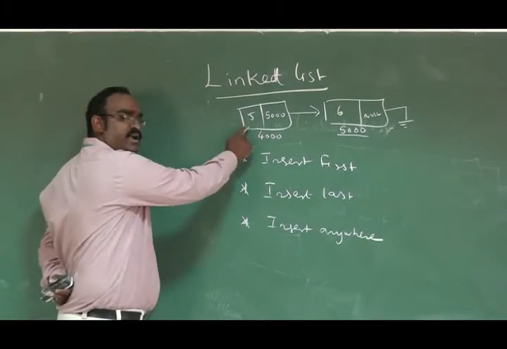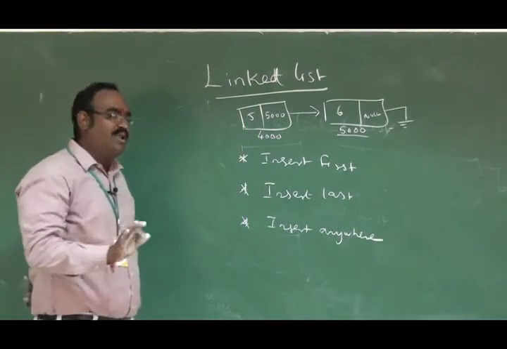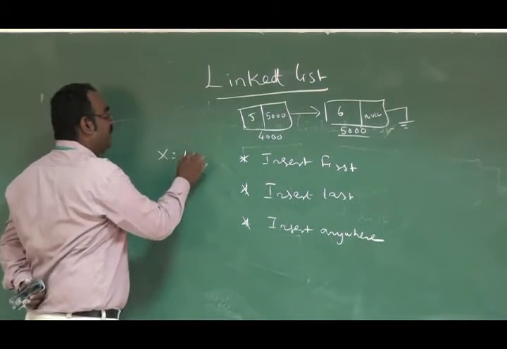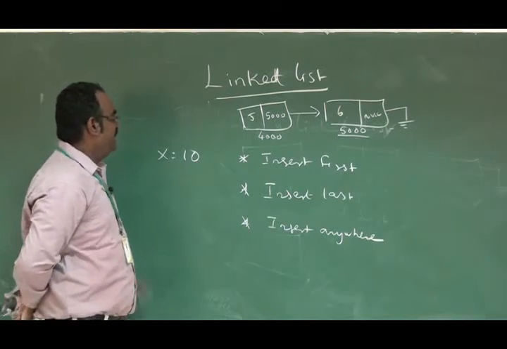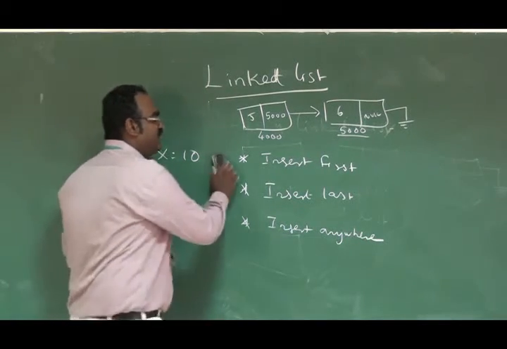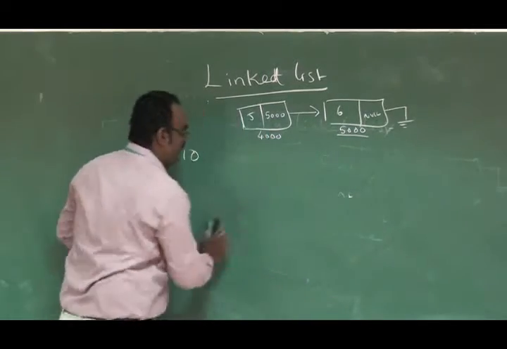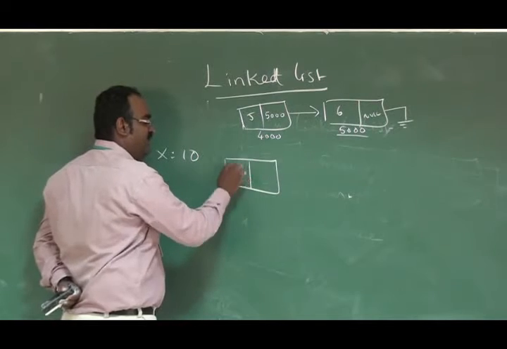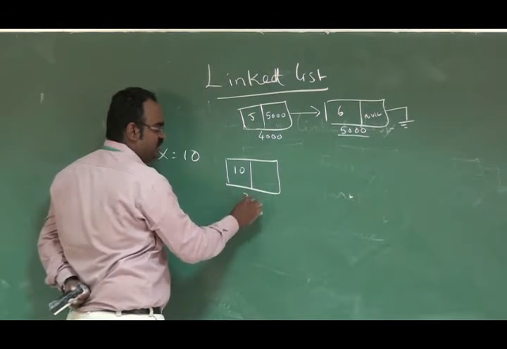So this is the first element, and the next element is 6. There are only two elements. Now we are going to insert the element x equal to 10. At first, we insert the element 10 at the front of the list. So what happens in insert first is that we create a node for 10. A new node is created with the value 10, at some other location, 3000.